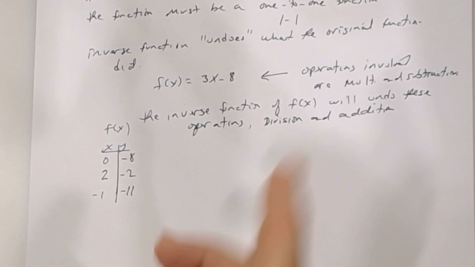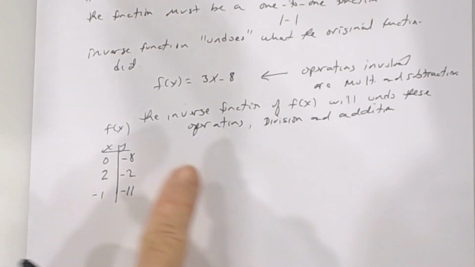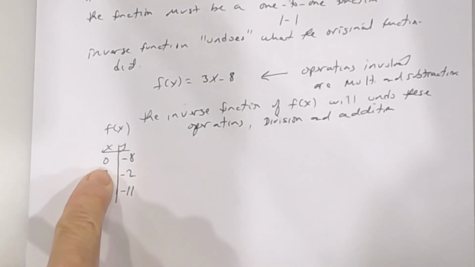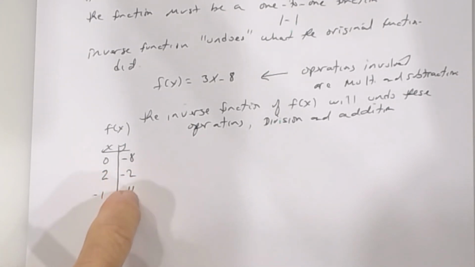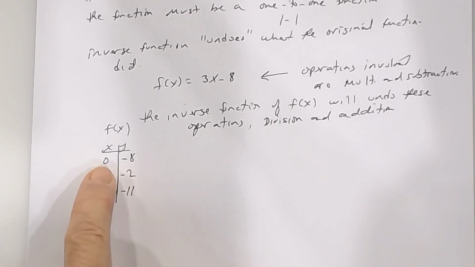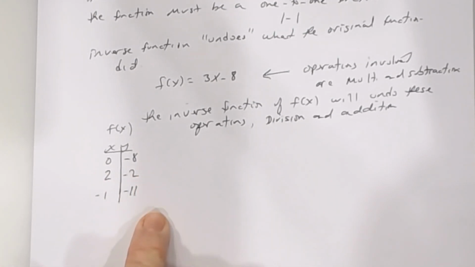So this function takes x and gives me this y, right? Listen to the words. This function takes the x value and it gives me an output, this y output, correct? The inverse function takes negative 8 and brings it back to what? 0. That's what the inverse function does. It takes these y values and it brings them back to the x value.